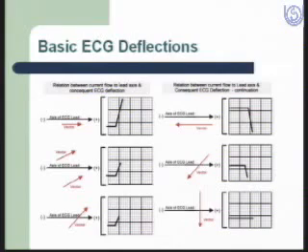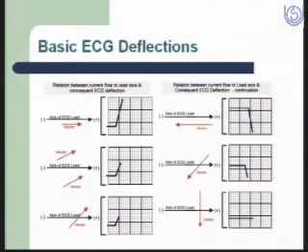Now how is the ECG deflection produced? If the current flows towards the positive pole of the ECG lead, a positive deflection is recorded on the graph paper, and if the axis of the vector of the electrical current is away from the positive pole of the ECG lead, then a negative deflection occurs on the ECG graph. So this is the basic principle of how positive and negative deflections are produced on the ECG.